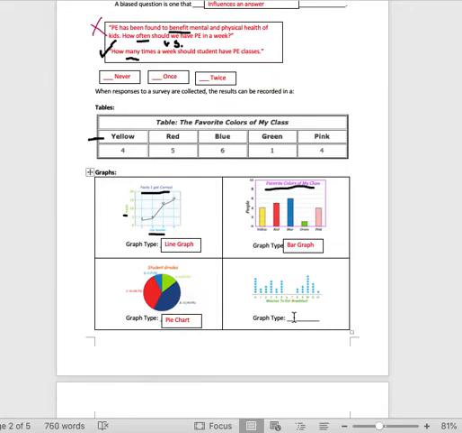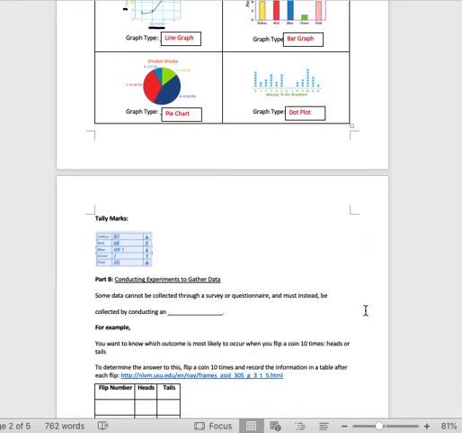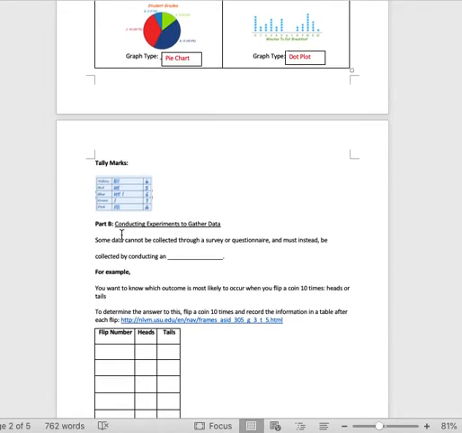Sorry, or dot plots, right? And we use this also, they're very similar to bar graphs. These are different graphs that we can use as well. The last thing that we use is called tally marks.